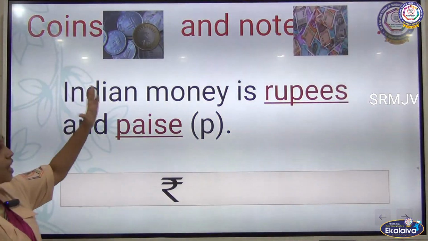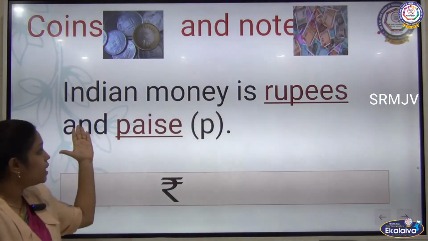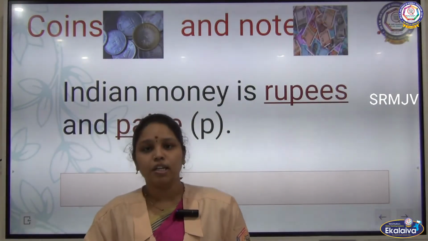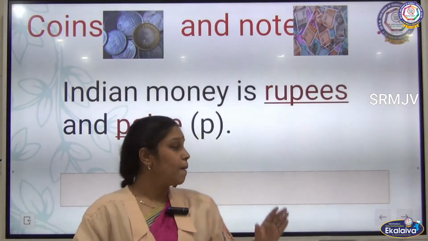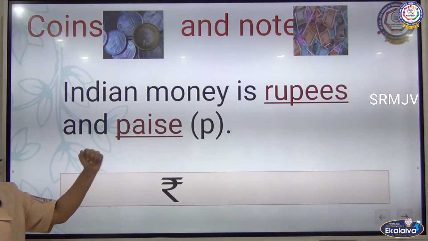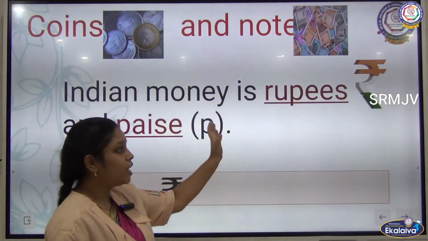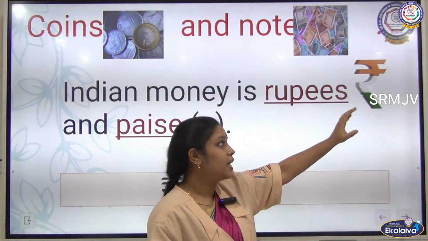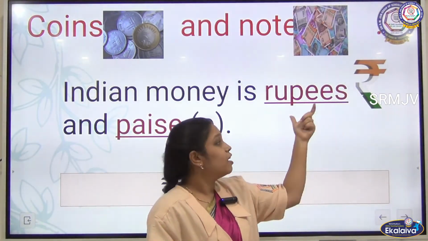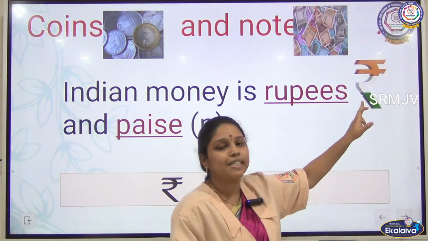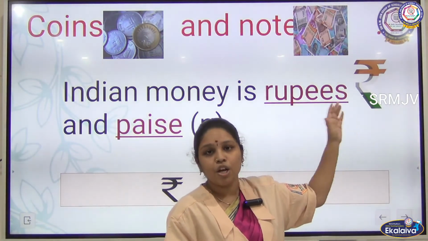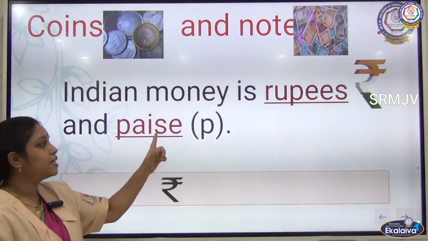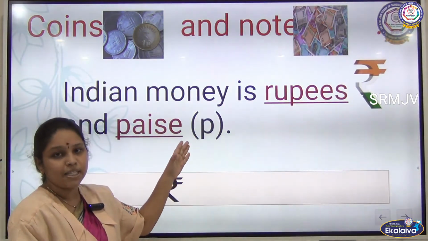See these coins and notes. Indian money is rupees. Indian money is used in the terms of rupees and paisa. The symbol for Indian rupees is this one. It was introduced in the year 2010. For Indian rupees we will use this symbol. You should keep this rupee symbol in mind, and paisa is denoted by the symbol p. It's a small p, for paisa.